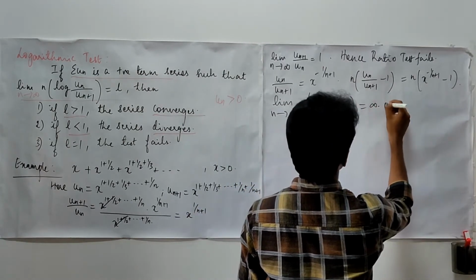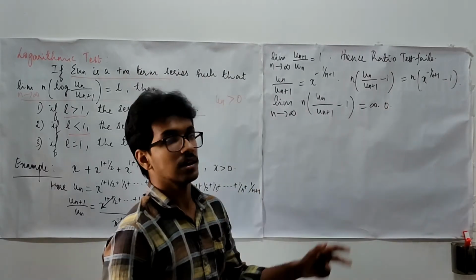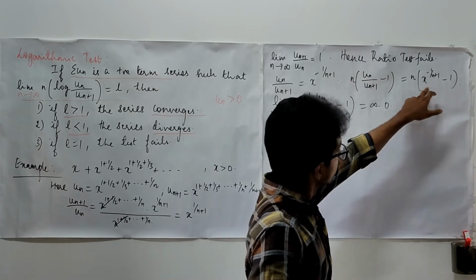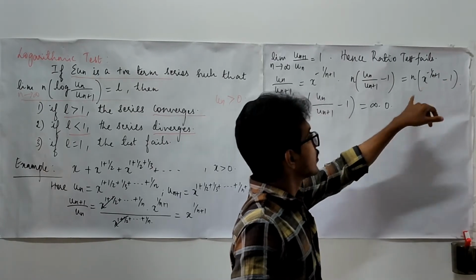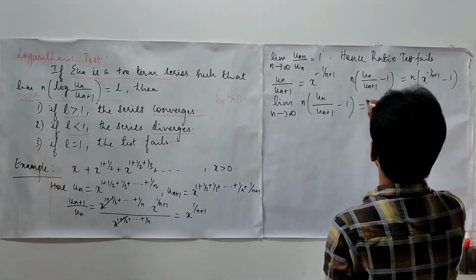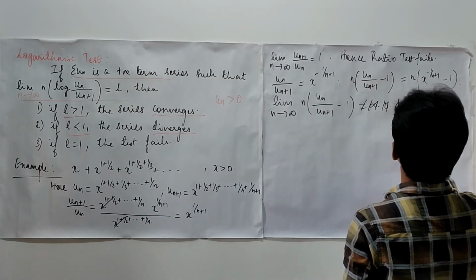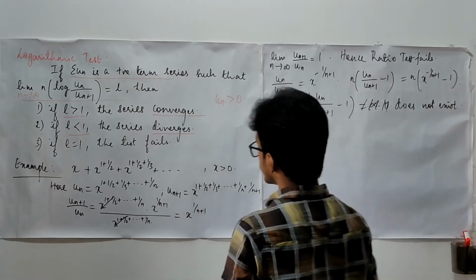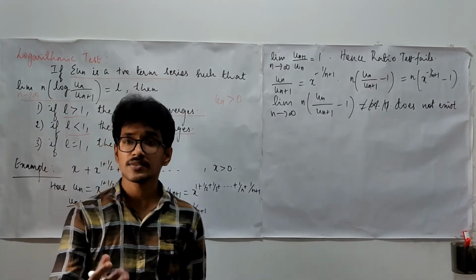what are you going to get? You will get infinity times of 0, since 1 minus 1 is 0, so you will get infinity times of 0. This means what? The limit does not exist. So even here you have the category that the test fails.